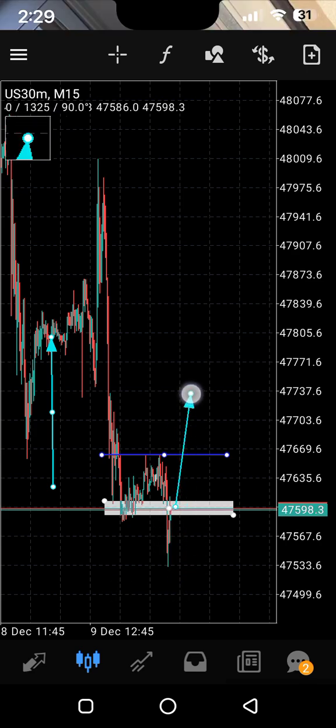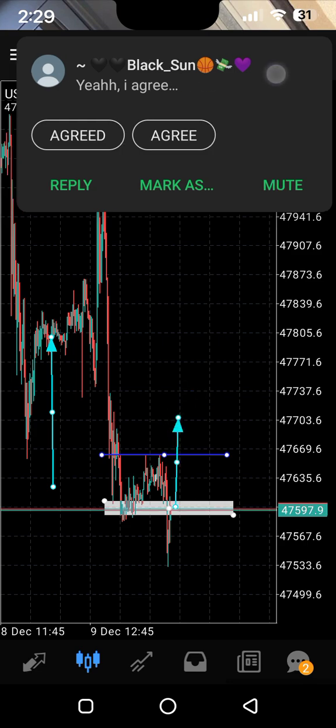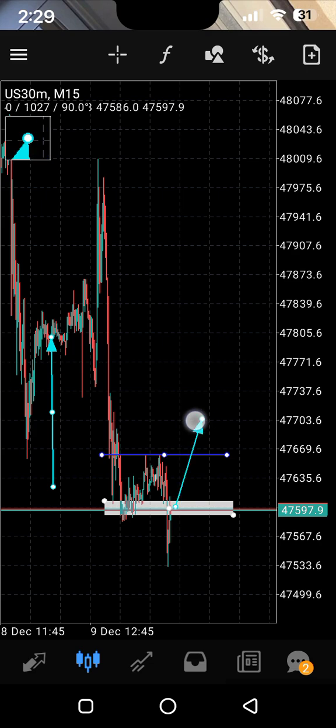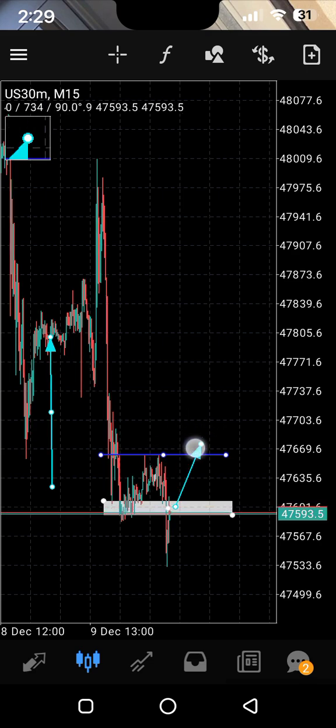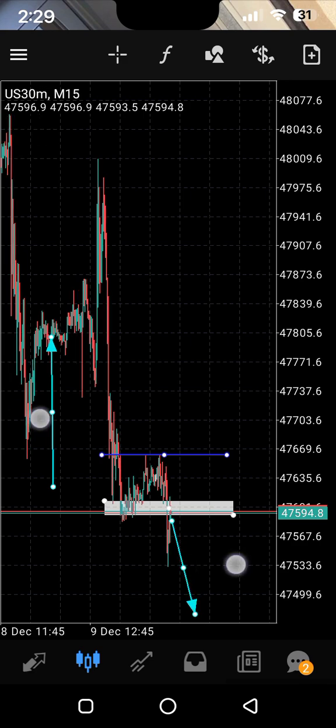But if price comes above, that is the first indication that we're going to buy. That's the first indication that price is turning bullish. But if price comes underneath this level, we are good for sales. We're actually begging it to go underneath so that we can take in our sales.